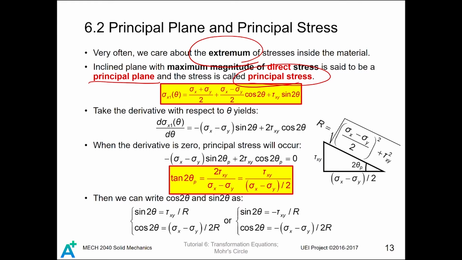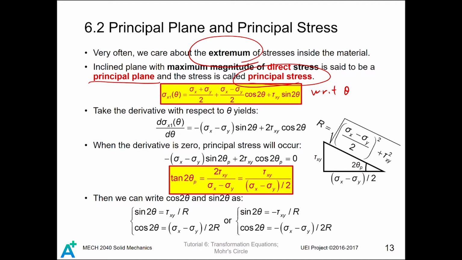To do this, we are going to find the maximum of the stress with respect to theta. Recall that we are talking about the angle of inclination. Therefore, we are interested in the variation of stresses with respect to theta, the angle of inclination. That is, we model our transformation equation as a function of theta. As we have learned before, the transformation equation has a lot of variables like sigma x, sigma y, as well as tau xy. But here we mainly concentrate on theta, the angle of inclination.